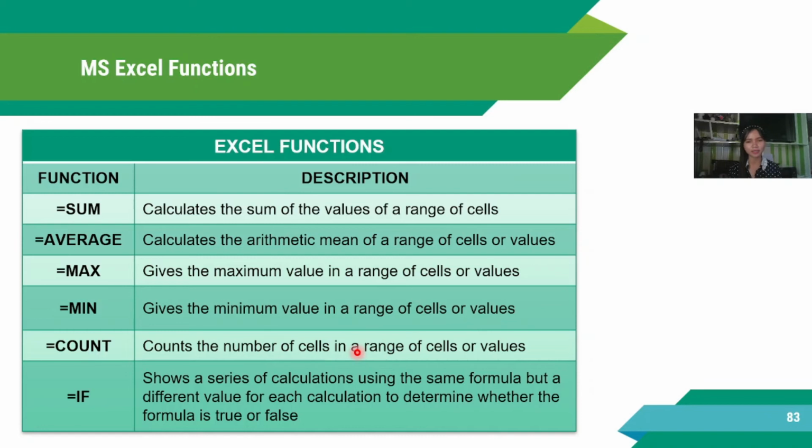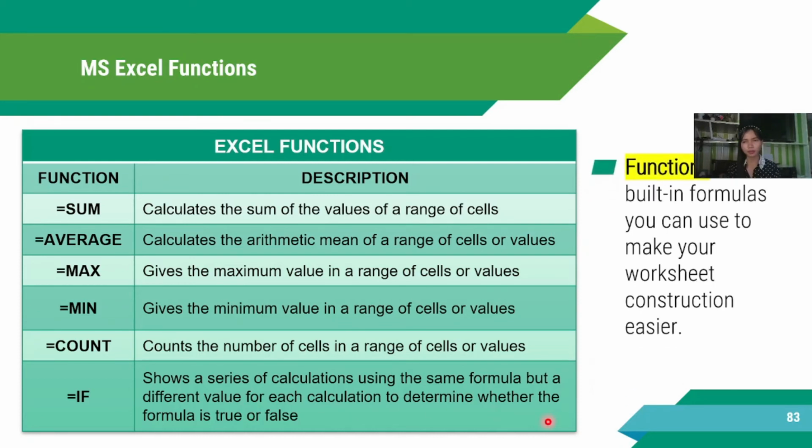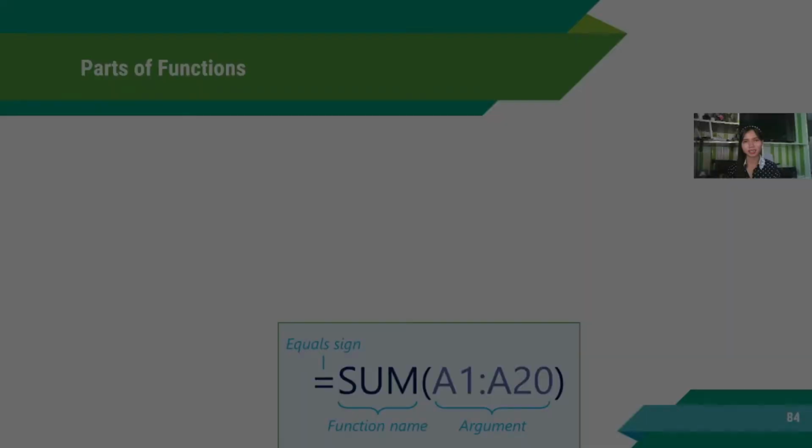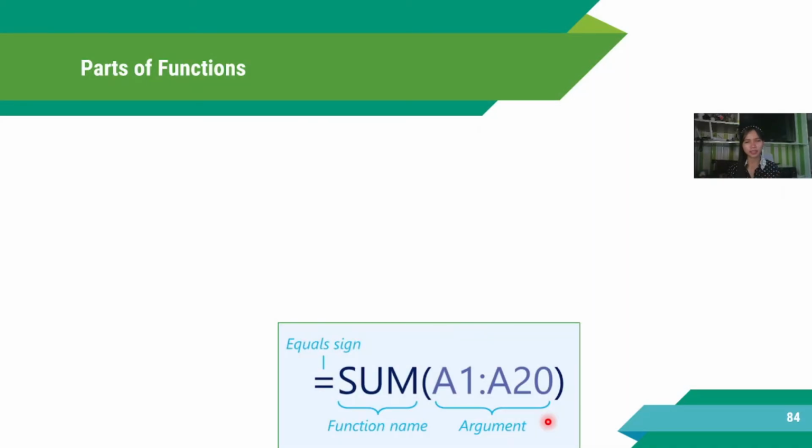Count counts the number of cells in a range of cells or values. If shows a series of calculations using the same formula but different values for each calculation to determine whether the formula is true or false. So functions are built-in formulas you can use to make your worksheet easier. I hope that is understood.